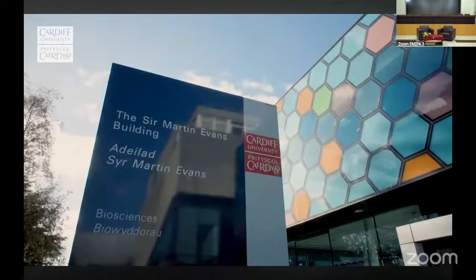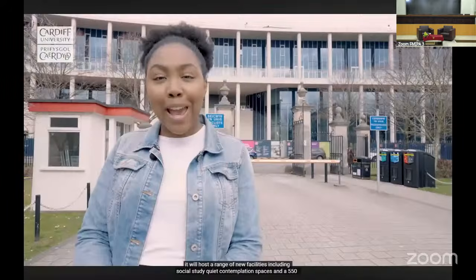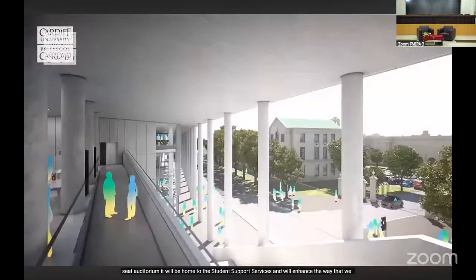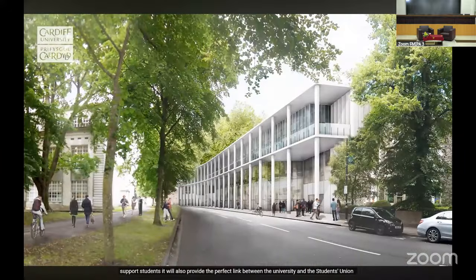Our brand new Centre for Student Life is nearing completion just behind the main building. It will host a range of new facilities, including social study, quiet contemplation spaces and a 550-seat auditorium. It will be home to the student support services and will enhance the way that we support students. It will also provide the perfect link between the university and the Students' Union. Cardiff University Students' Union is repeatedly ranked as one of the best student unions in the UK.